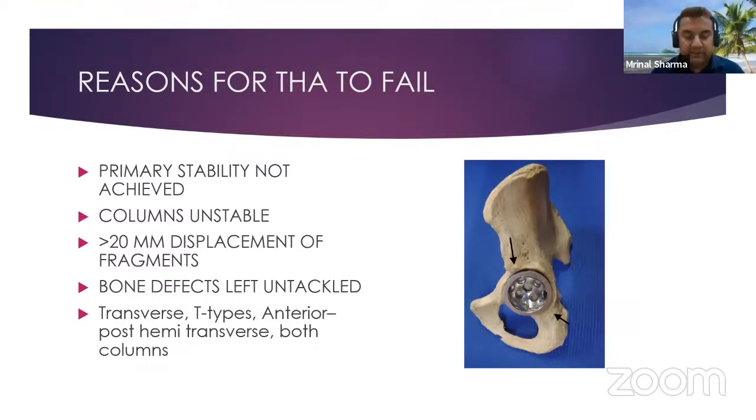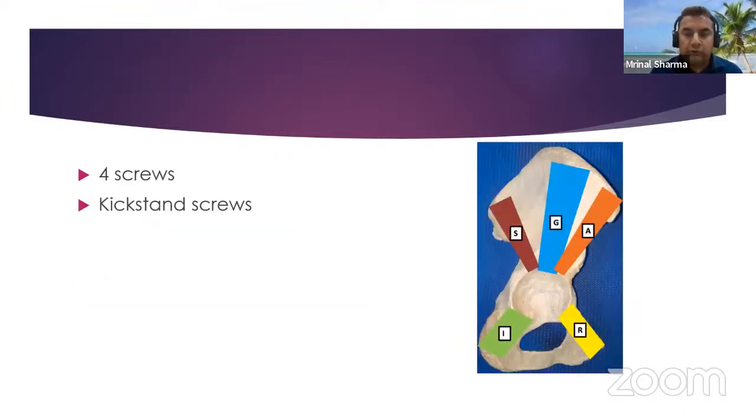And it is commonly seen that failures are more common in the transverse types, the T types, the anterior and posterior hemitransverse types, and the ones with both column fractures. So how to avoid these failures? The best thing is when you do a total hip arthroplasty, you build up the bone defects, you reconstruct the columns, and try and use a multi-hole porous coated cup, getting screw purchase in at least 4 columns. A minimum of 4 screws should be used in these cases, especially in the sciatic buttress, the gluteal buttress, the superior pubic rami, and the ischial buttress.